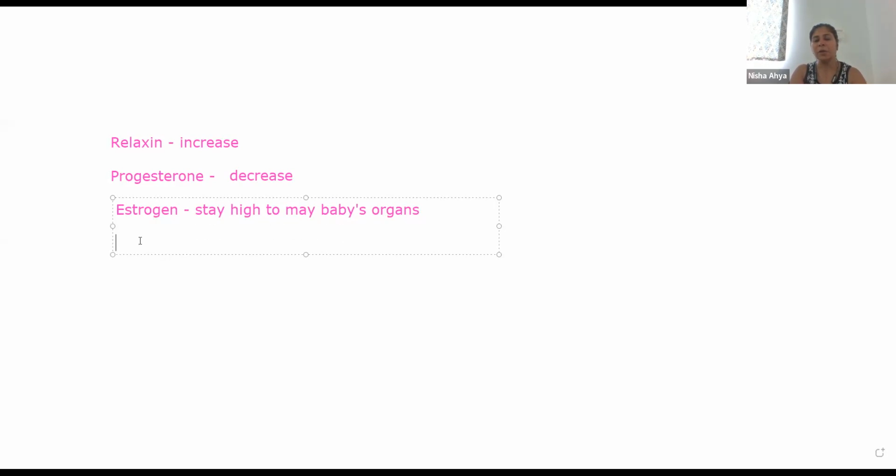Okay. Any other hormone? We have HCG. HCG starts reducing from the second trimester itself, because once the placenta is developed, there is no more role of the HCG.